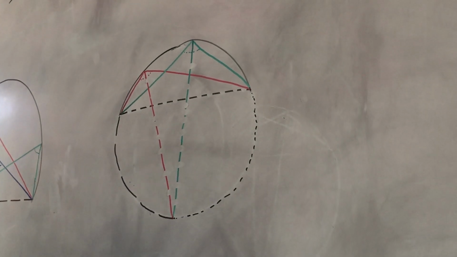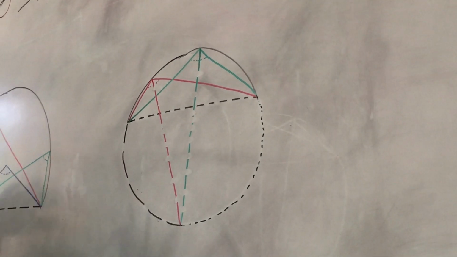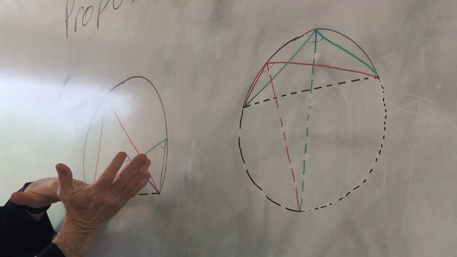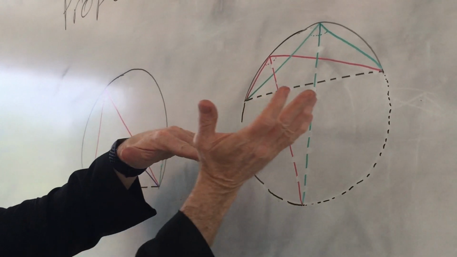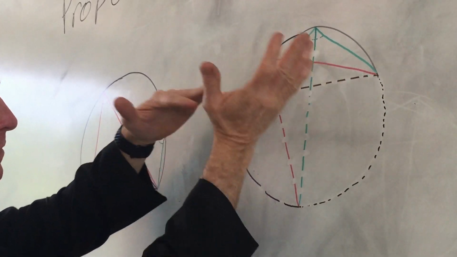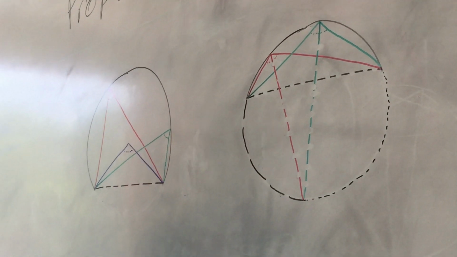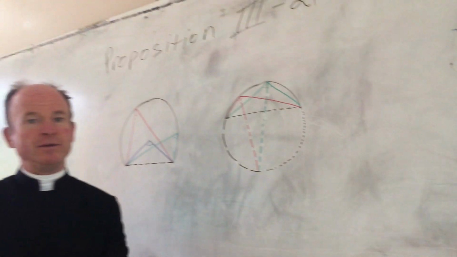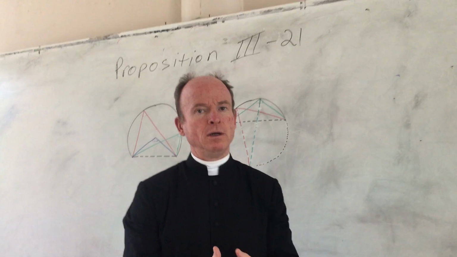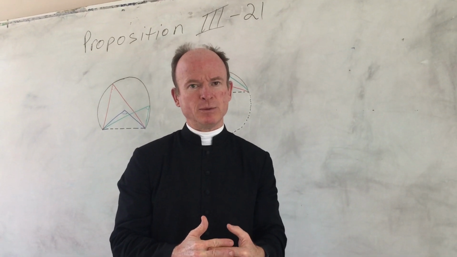Therefore, we have shown that in either case, whether the segment be greater than a semicircle, or a semicircle, or less than a semicircle, the angles in the same segment of any circle, of that same circle, are equal to each other. Quod erat demonstrandum.